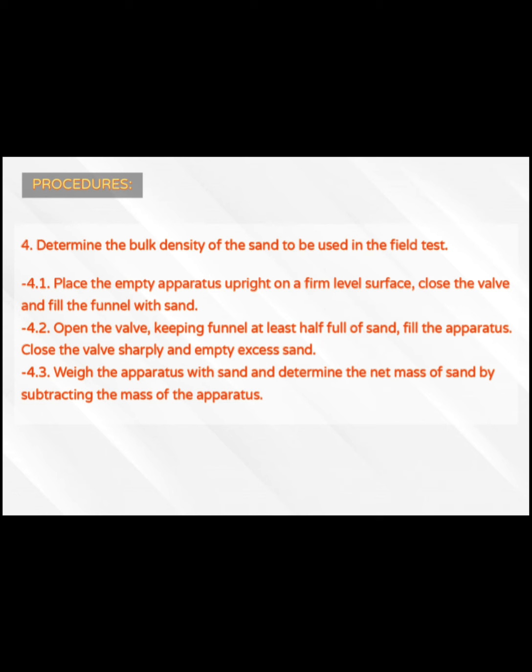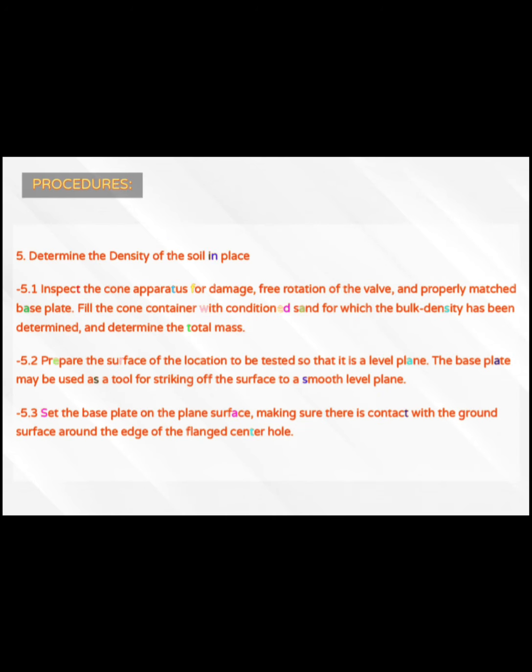For the last, procedure number 5, determine the density of the soil in place. 5.1, inspect the cone apparatus for damage, check rotation of the valve, and properly match the base plate. Fill the cone container with conditioned sand for which the bulk density has been determined and determine the total mass. 5.2 is prepare the surface of the location to be tested so that it is a level plane. The base plate may be used as a tool for striking off the surface to a smooth level plane.